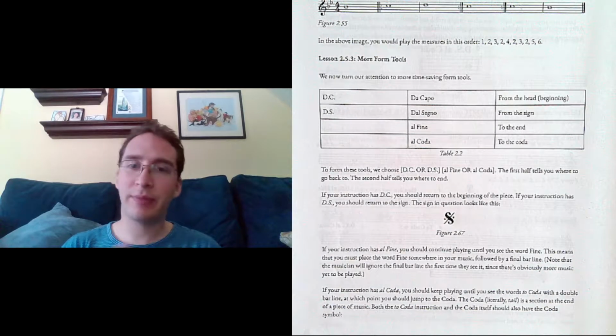Welcome to Lesson 2.5.3, where we will be talking about more form tools. So in the previous lesson, we looked at repeat signs and endings. There are some more structures that can help us out in not having to copy out things by hand.